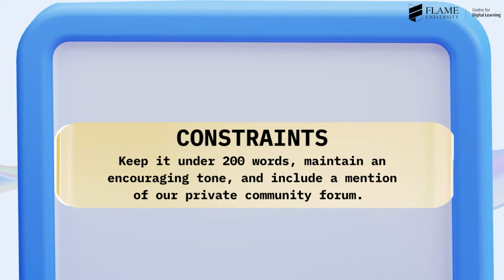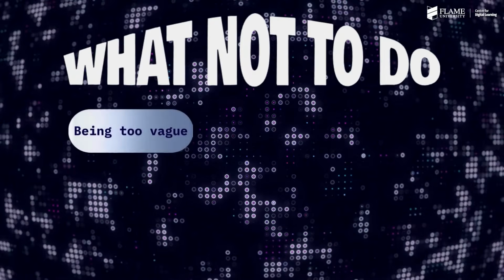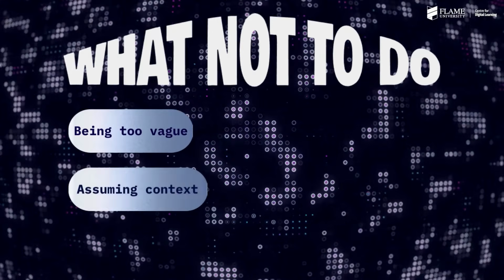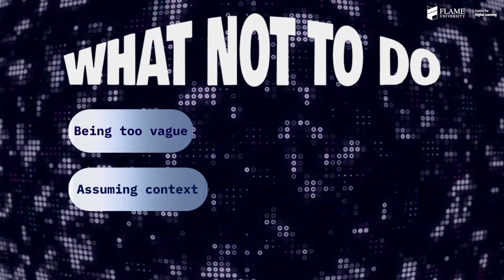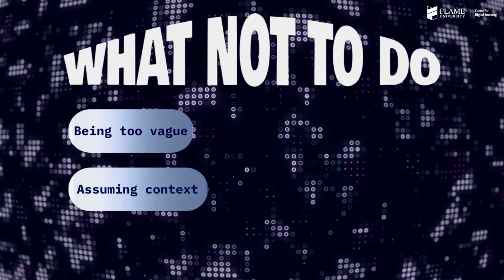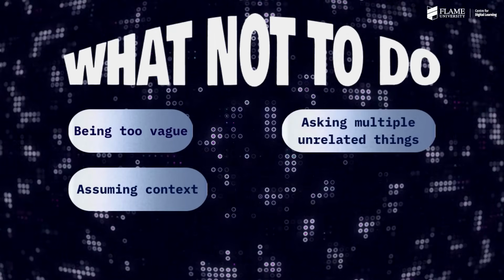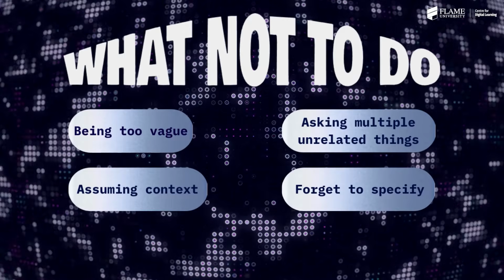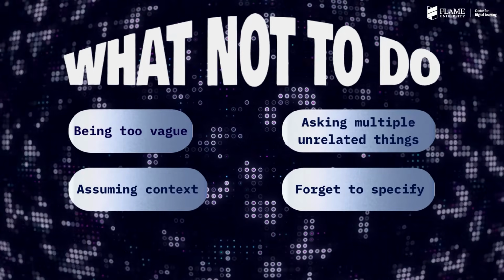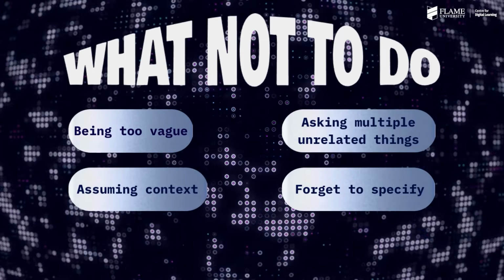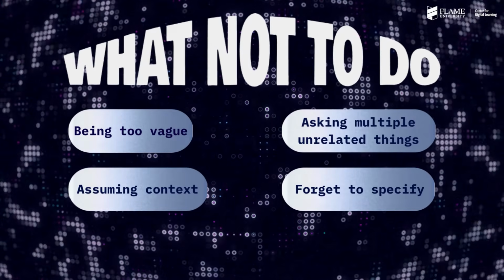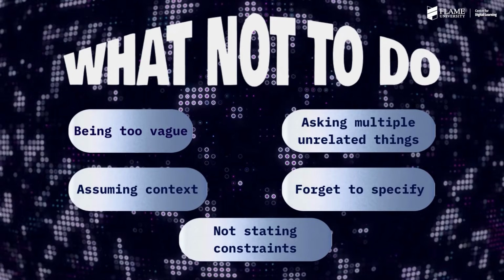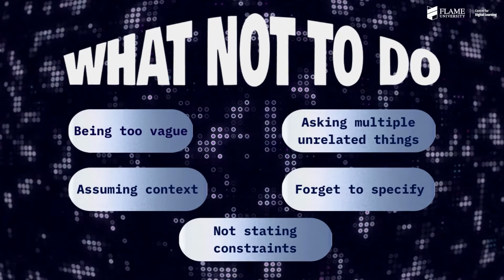Before we move on, let's talk about what not to do. Being too vague. "Help me with my presentation" tells the AI almost nothing. Assuming the AI knows your context. It doesn't know your industry, audience, or goals unless you explain. Asking multiple unrelated tasks in one prompt. This dilutes focus and quality. Forgetting to specify tone or style. You might get something technically correct but completely wrong for your audience. Not stating constraints. Without boundaries, the AI might give you 2,000 words when you needed 200.